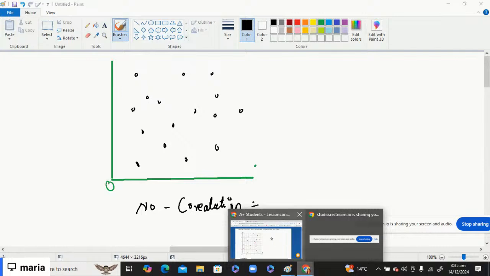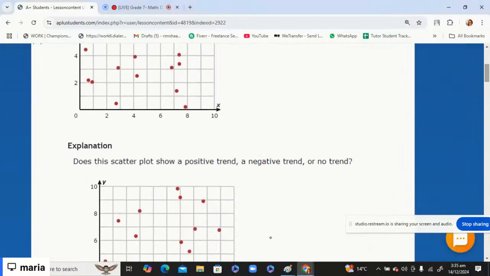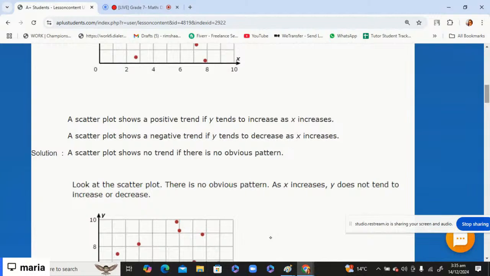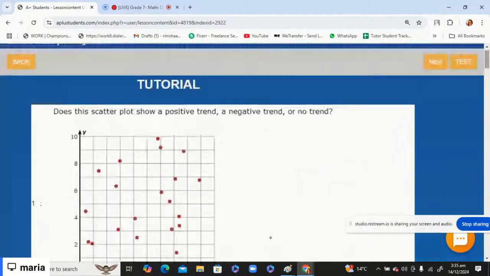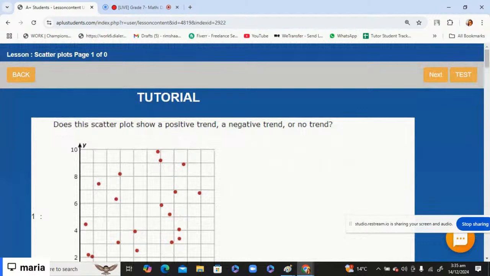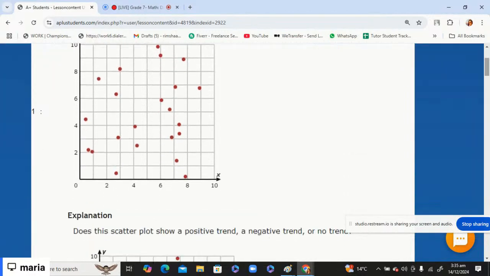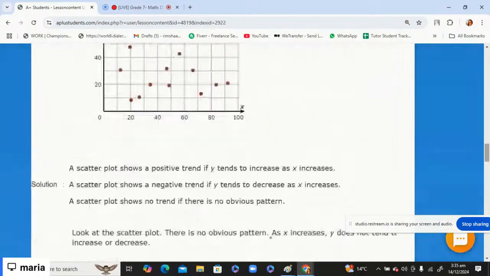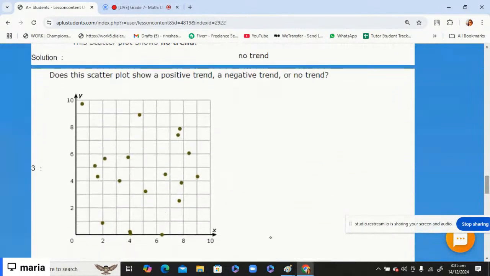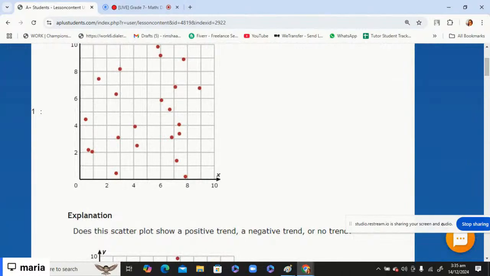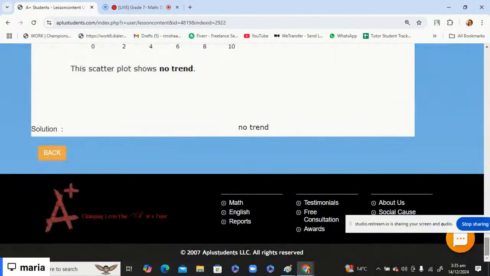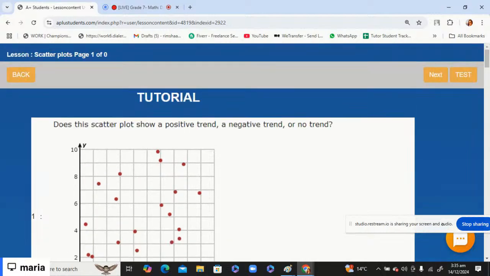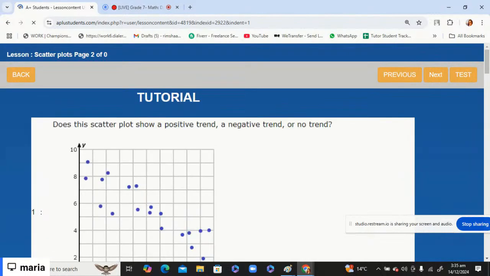Hope you understand all these scatter plots. So look at here, and you are saying no trend or no correlation. Is it a positive trend, negative trend, or no trend? Look, all the points are just like this way. There is no proper way to describe the points. So this is no trend. Again, it's no trend. In all of these, there is no trend. Let's see some other questions.